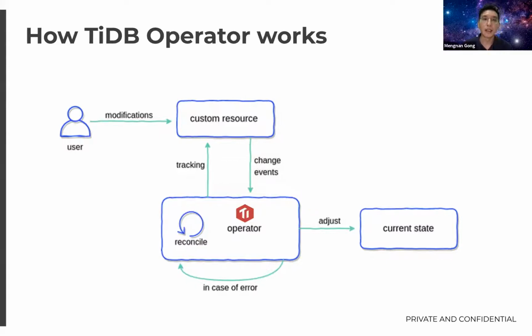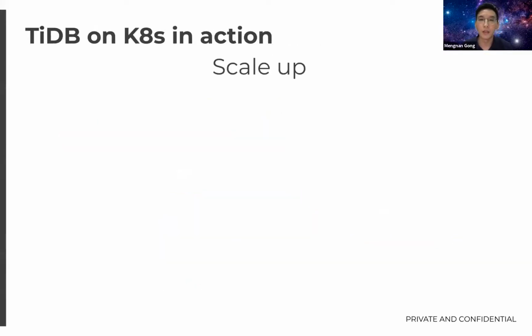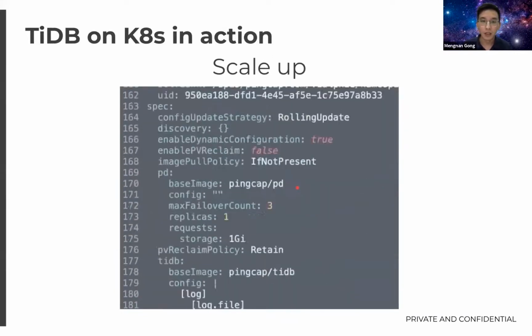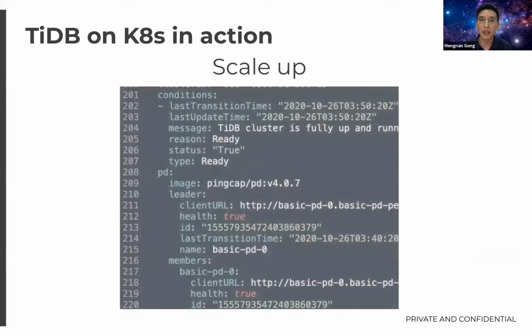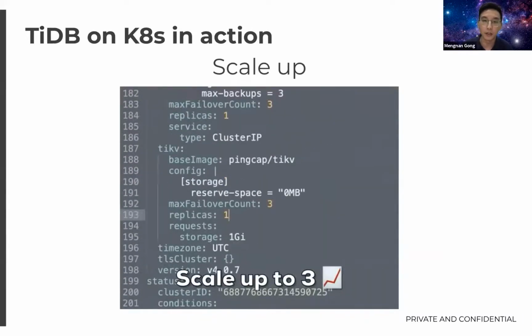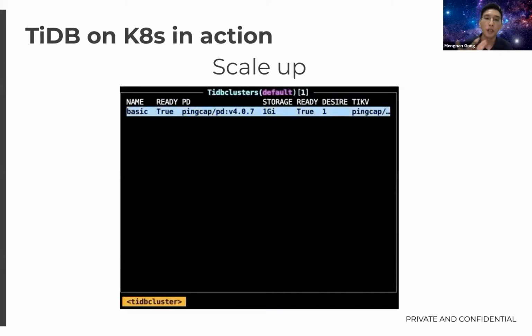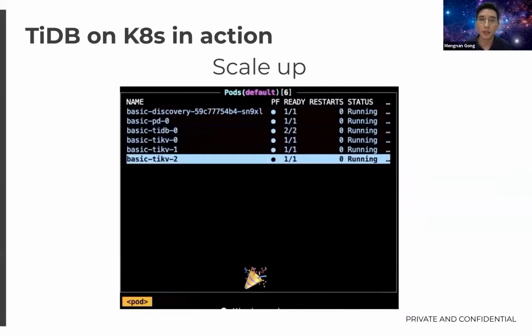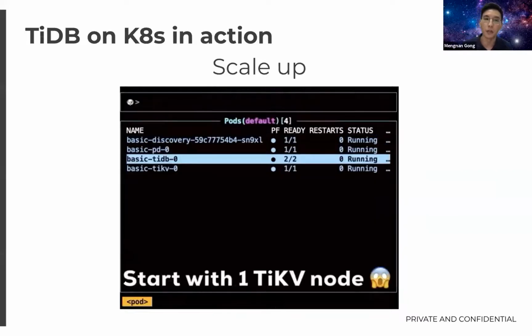Okay, I think that should be enough talk, so I will show you some examples here. Firstly, it's about scaling up. Let's say we only have one TiDB node and we want to scale up to 3. All you need to do is change the replica number as I showed just now. And if you go back to this, you will see there are already 3 TiDB nodes running.